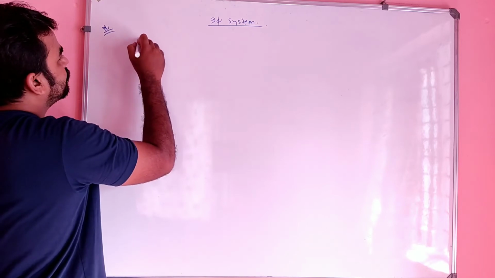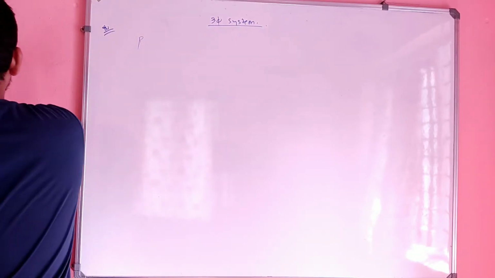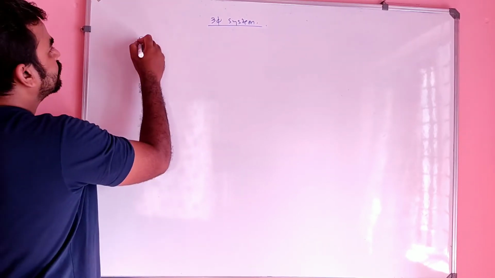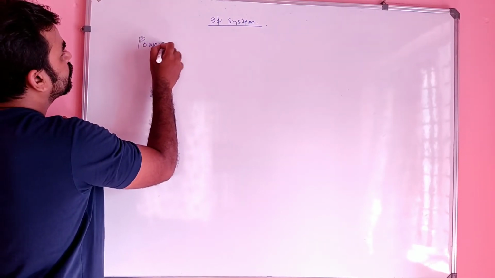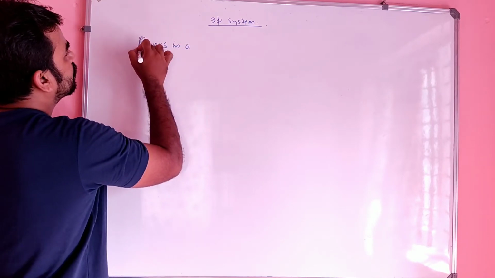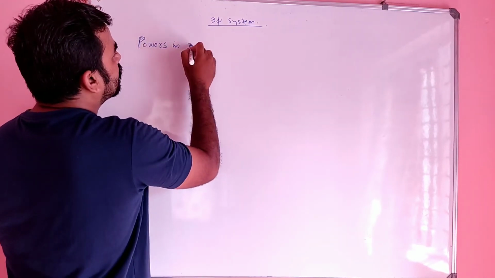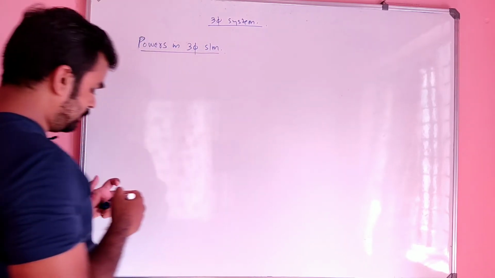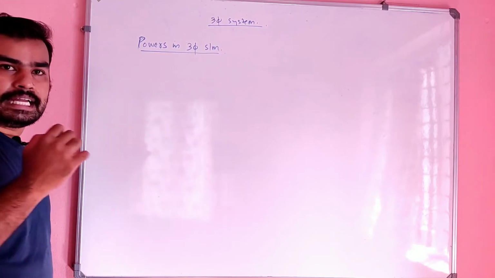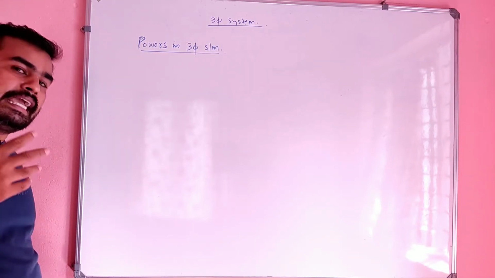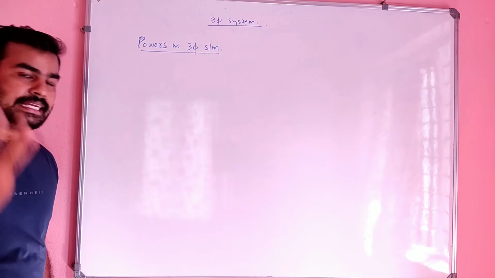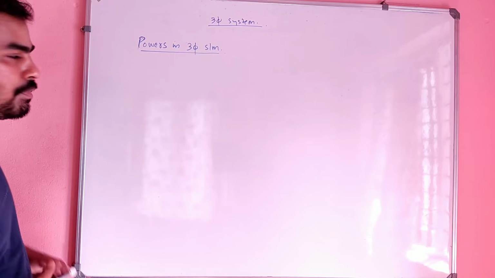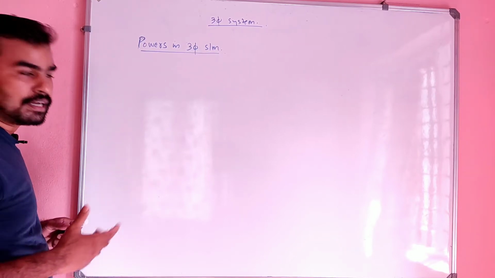Next, we have to see powers in three-phase system. Actually, there are three types of power in any system. Powers are of three types: active power, reactive power and apparent power. In a three-phase system also, three types of power are there.